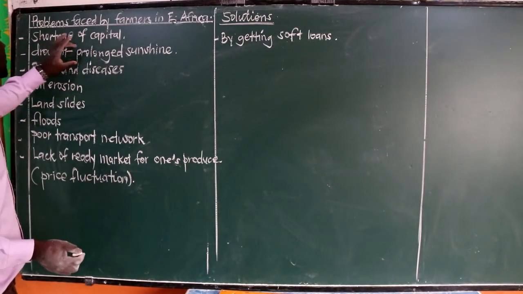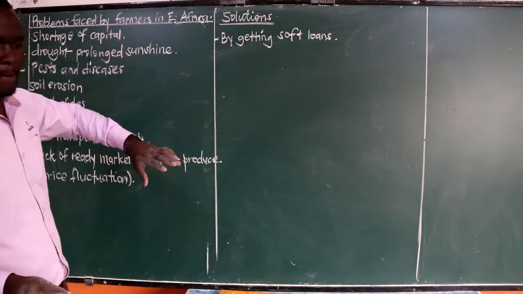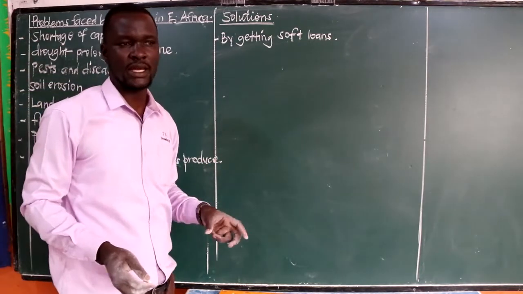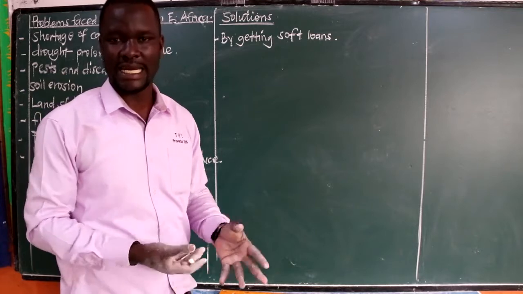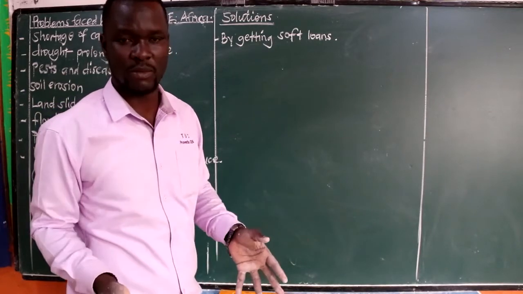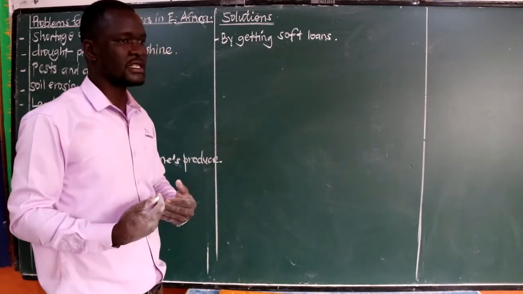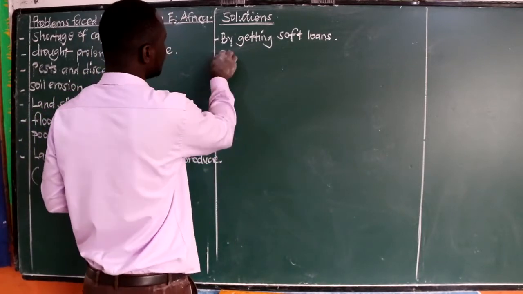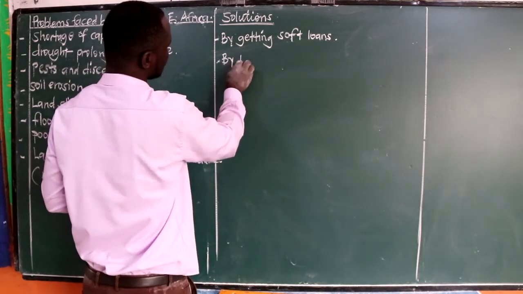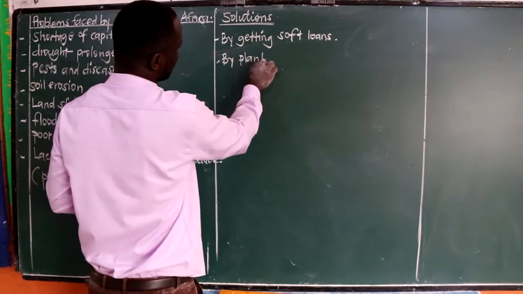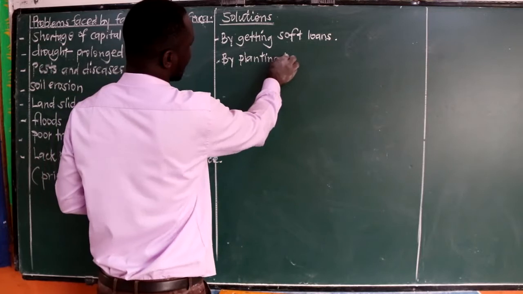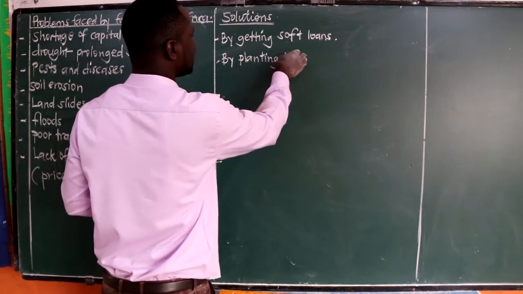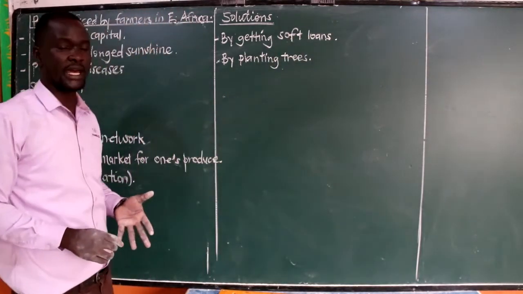Then we have the problem of prolonged sunshine. Sometimes this prolonged sunshine comes due to people affecting the climate of an area, the environment. For example, the trees are no longer there to help in rain formation. So what can be done is people should plant trees. By planting trees, this will help to modify the climate of an area.